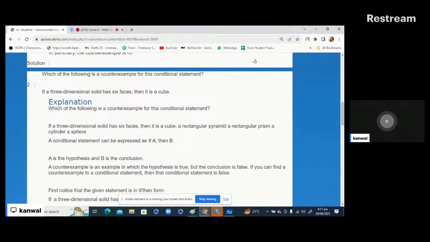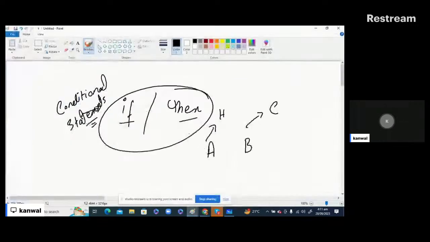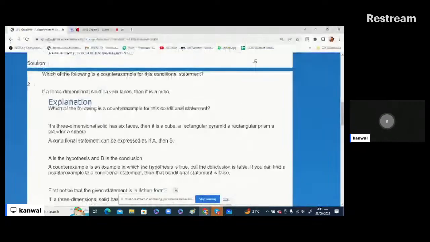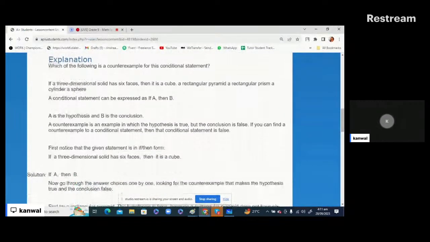Let's check again. A conditional statement can be expressed as if and then. In the if and then, if is always A and then is always B, because if is the hypothesis and then is your conclusion. These things are clear. Then we just need to know the counterexample: the hypothesis is true but the conclusion is false. If you can find a counterexample to a conditional statement, then it is false, because a three-dimensional solid has six faces, then it is a cube.